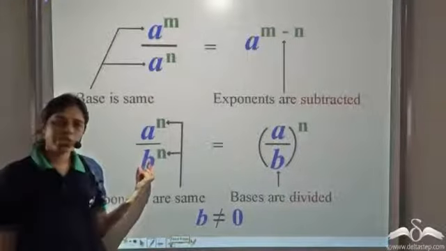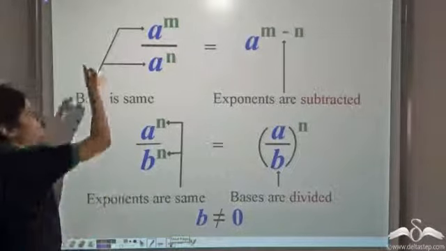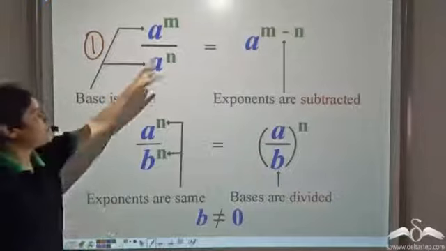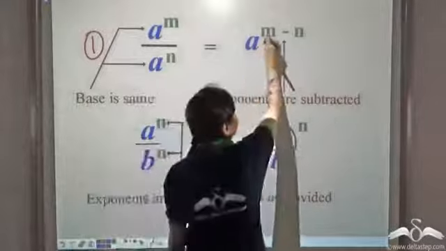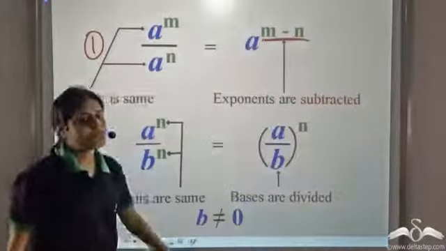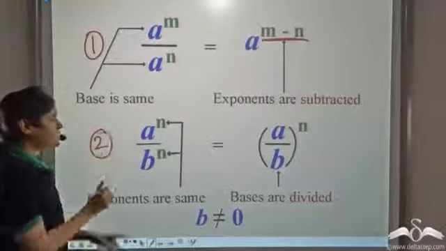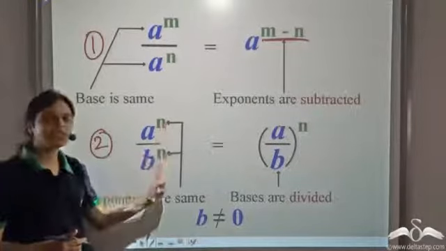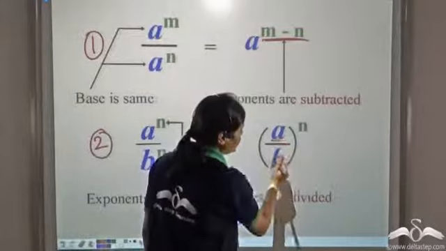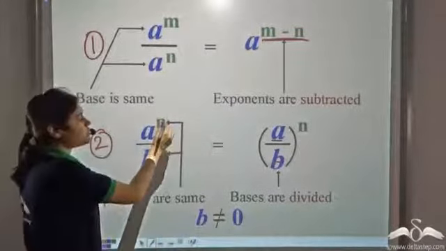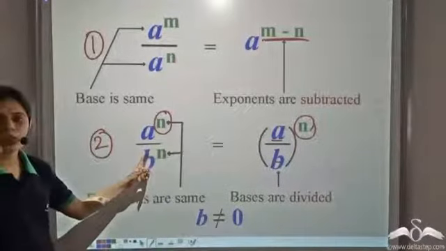So when two exponential numbers are divided, then there are two special cases. First is the bases are the same. If the bases are the same, then the exponents are subtracted and the base remains the same. Second is that the bases are not the same, but the exponents are the same. In this case, the bases are divided and the exponent remains the same. So this is what we have.